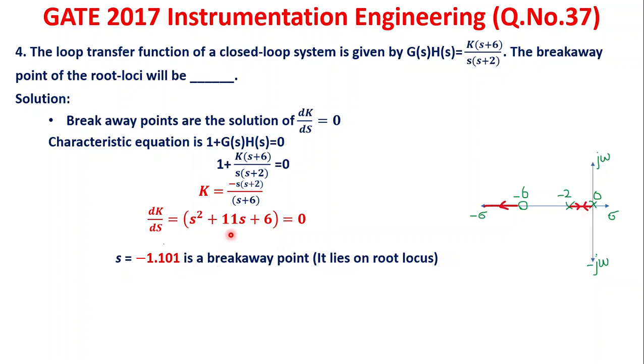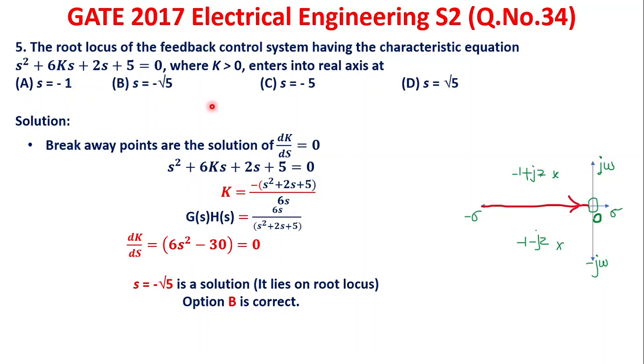Because if we make it one more solution, that cannot be a breakaway point because it cannot lie on the root locus. Next problem. It is taken from electrical engineering, question number 34. The root locus is given by a characteristic equation where k is greater than 0. The root locus enters into the real axis at what point, they have asked.